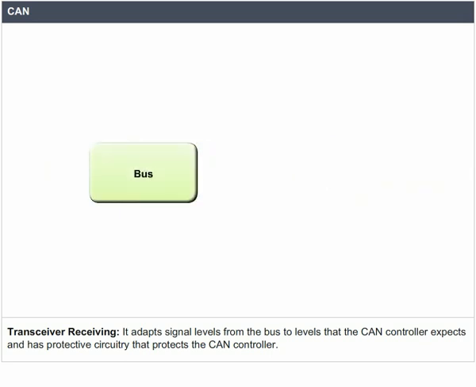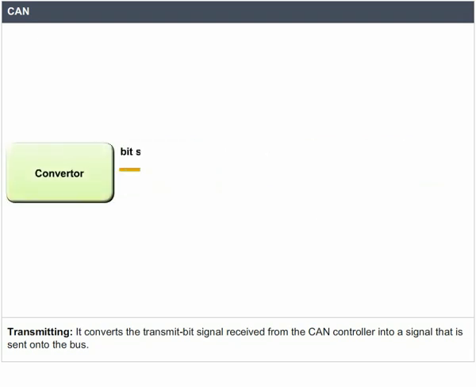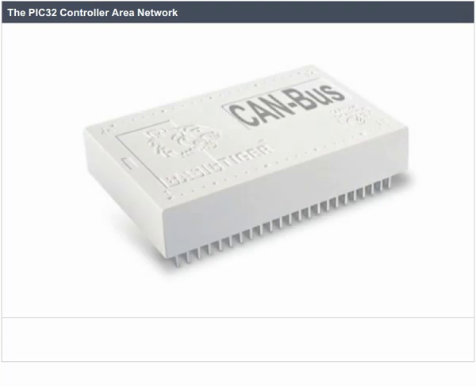Transceiver. Receiving. It adapts signal levels from the bus to levels that the CAN controller expects and has protective circuitry that protects the CAN controller. Transmitting. It converts a transmit bit signal received from the CAN controller into a signal that is sent onto the bus.